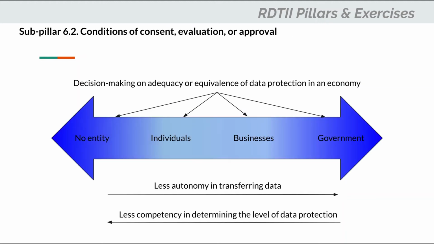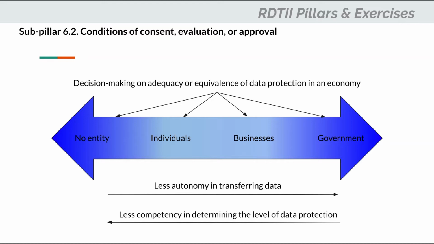Subpillar 6.2 deals with another type of conditions on the cross-border movement of data. This means that, even if businesses and organizations satisfy the local storage or processing requirements, they do not get to transfer data unless they also satisfy the set of conditions that this subpillar deals with. These conditions prevent businesses and organizations from transferring data to economies where the level of data protection is not adequate or equivalent to the level of domestic data protection.